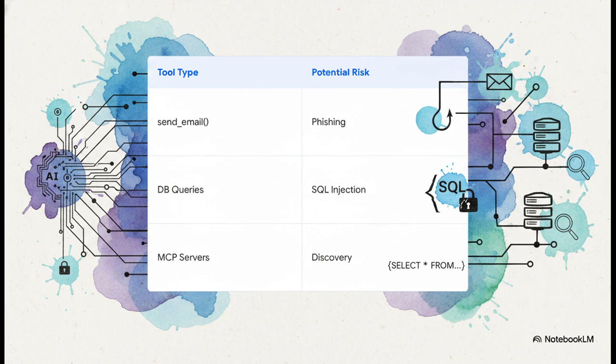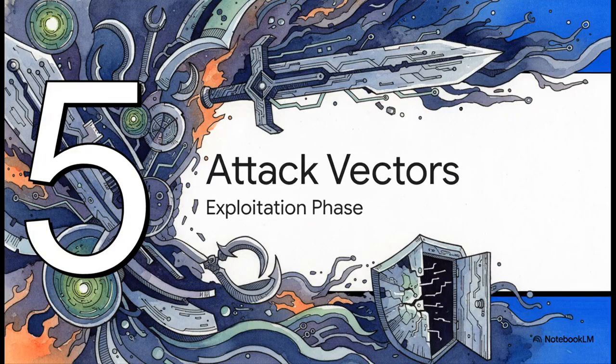For instance, a send email function, that's a direct path for phishing or data exfiltration. If the model has database query tools, you might actually be able to execute an SQL injection right through a friendly conversational chat prompt. Connected MCP servers or API keys allow you to map out the back-end infrastructure. Finding these tools through enumeration is a medium severity issue, but exploiting them to pivot into the network, that is an absolute critical finding.